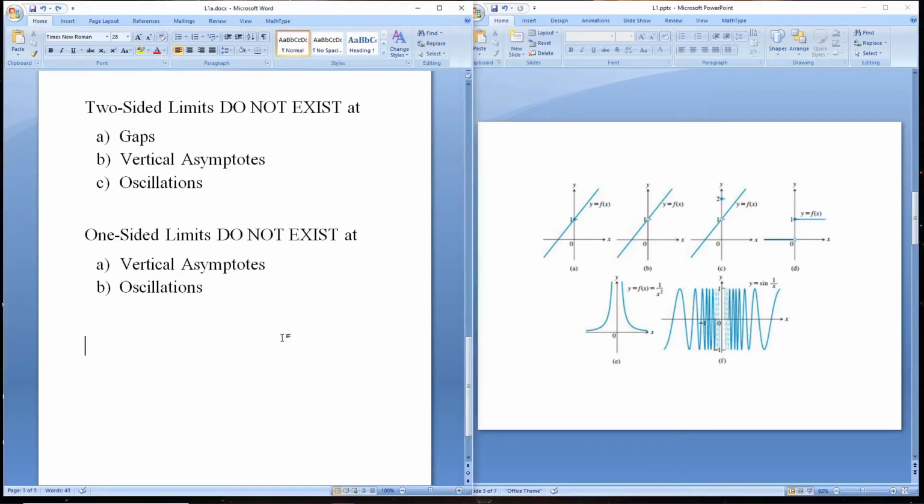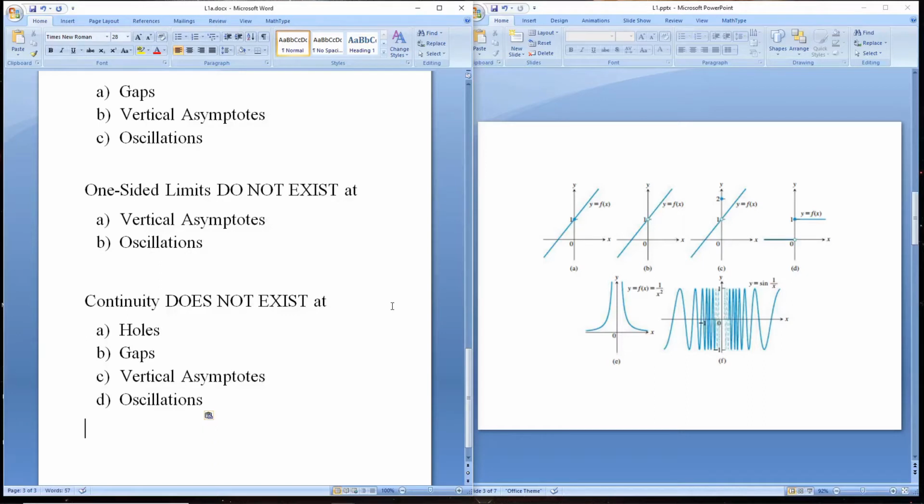And then finally, continuity. Continuity does not exist at holes. So a hole fails the first property, that the function does not exist. That's what creates the hole, that the function doesn't exist. So a function is discontinuous at a hole. At gaps, a function is discontinuous because the two-sided limit doesn't exist, which is property 2 of continuity.